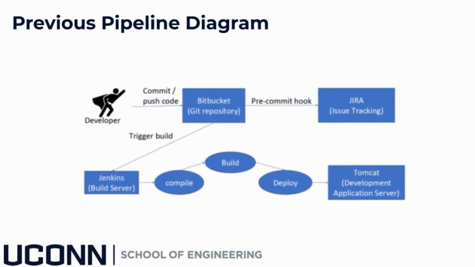What you see here is a DevOps team's previous pipeline. A developer has modified code and wants to deploy their changes to the application server. The first step is to commit and push their changes to the Bitbucket repository. Pushing to the repository would then trigger a job in Jenkins, an automation orchestrator. Jenkins would then compile, build, and deploy the code to a Tomcat server, also known as the application server.